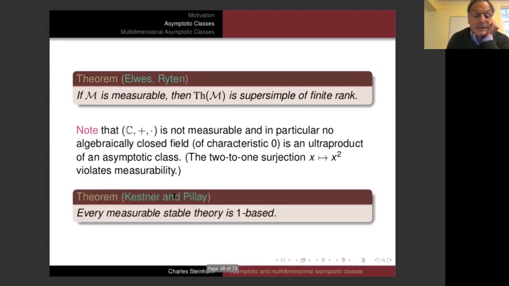Okay. Just to follow up a little bit on this, coming back to model theory, every measurable stable theory is one-based. A way to read this is that it's module-like and really not field-like. This is a result of Anand Pillay and Charlotte Kestner. That gives you a sense of what the territory looks like for stable theories.